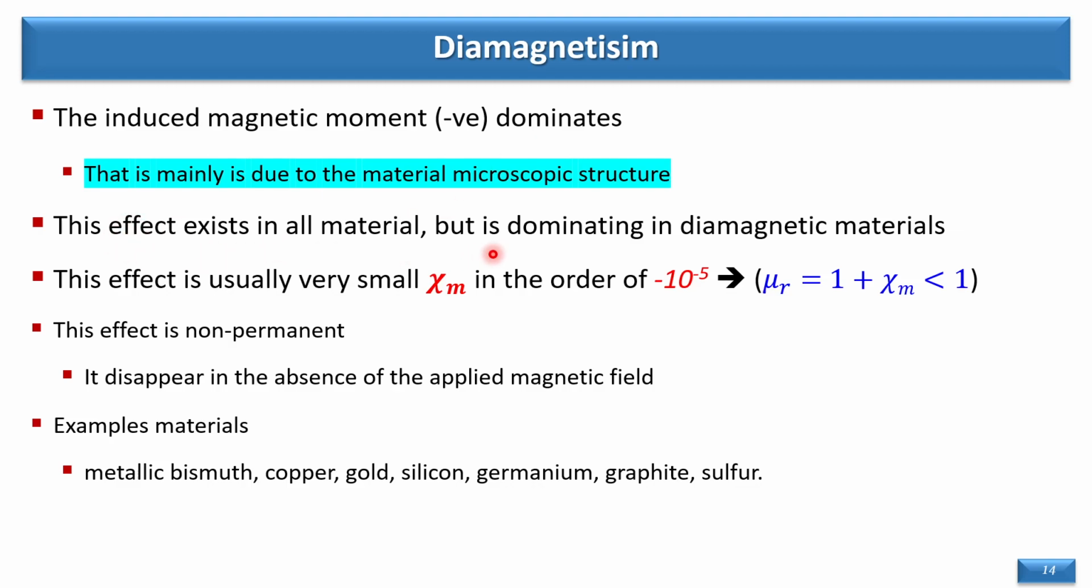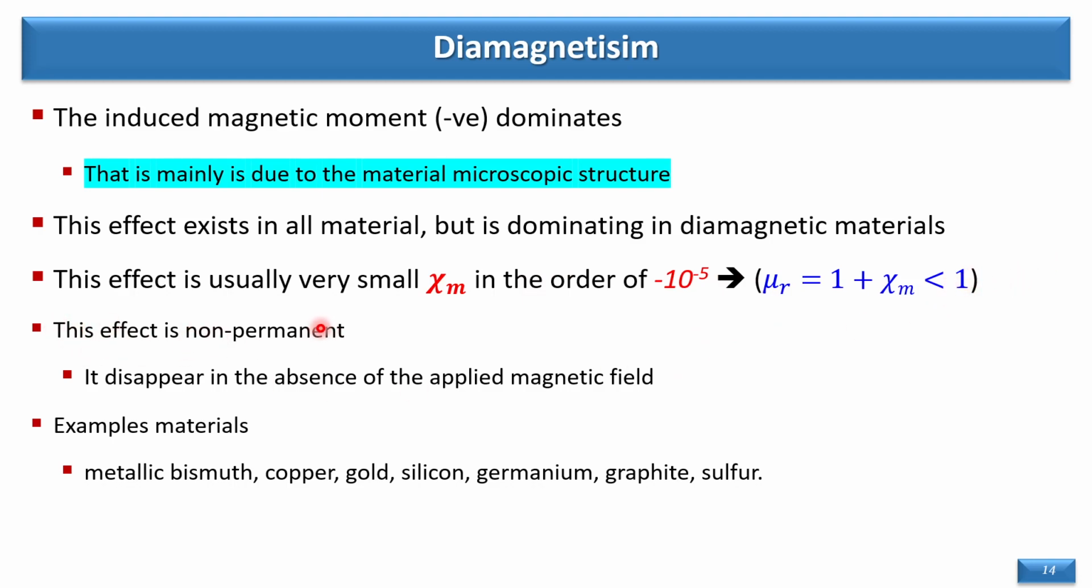This effect exists in any material. The orbital will try to resist the applied magnetic field, and the spinning will try to align with the applied magnetic field. But in diamagnetic material, diamagnetism is dominant, although this resistance is very small and negative. The magnetic susceptibility is negative and small, so mu r, the relative permeability, is less than 1.